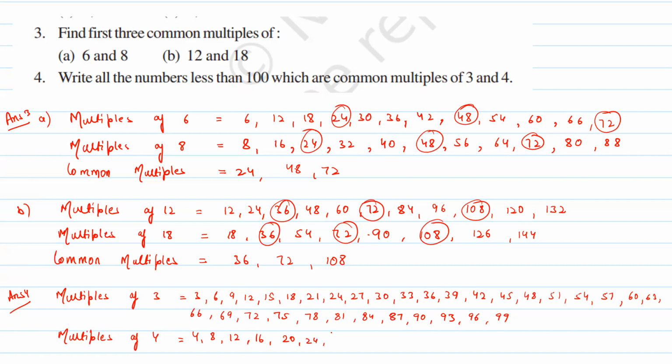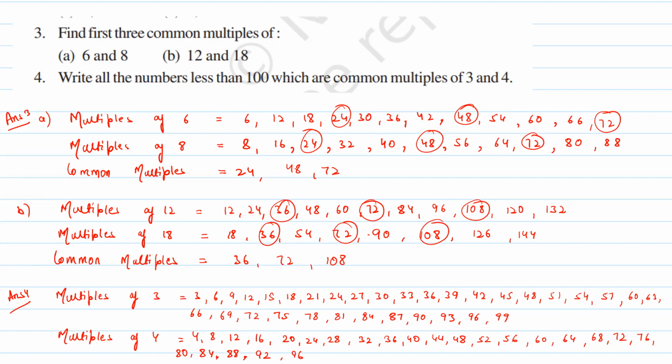20, 24, 28, 32, 36, 40, 44, 48, 52, 56, 60, 64, 68, 72, 76, 80, 84, 88, 92, 96, and less than 100 you have to write, so you can leave it here.